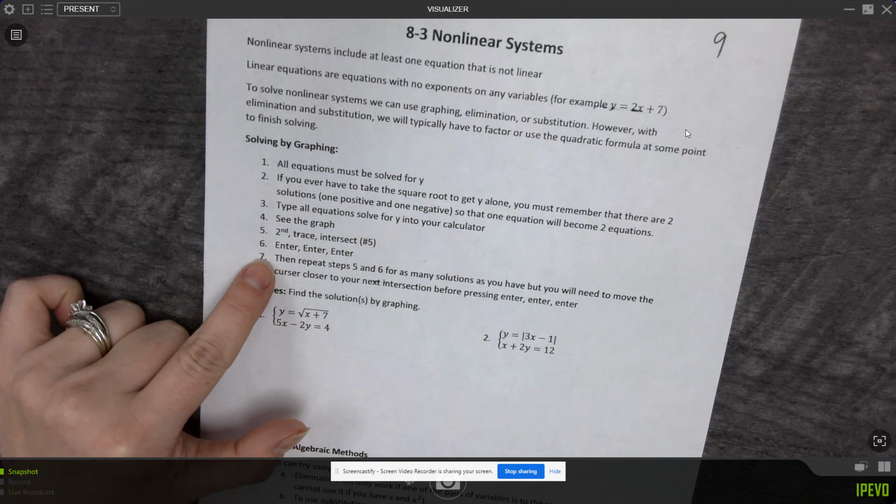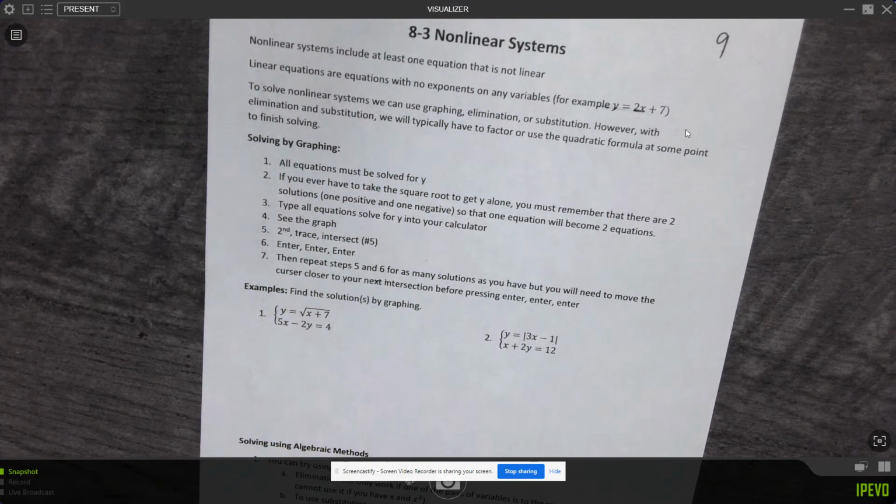You do need to repeat those steps, though, in 5 and 6 for however many solutions you have. Previously, so far, you've only seen one solution, or no solution or infinite, of course. But now we're going to start seeing two solutions. So you're going to have to repeat that process to be able to get the second one. And I will show you how, when that happens, you will have to slightly move your cursor before you hit enter 3 times the second time.